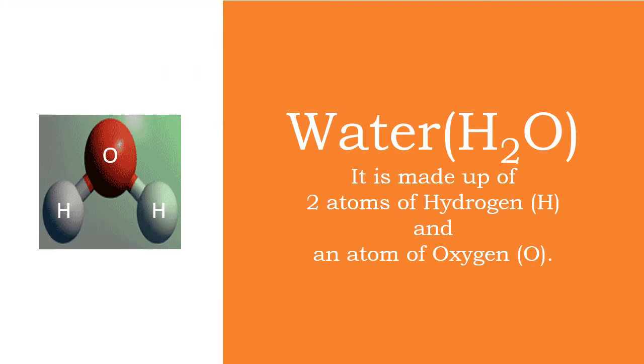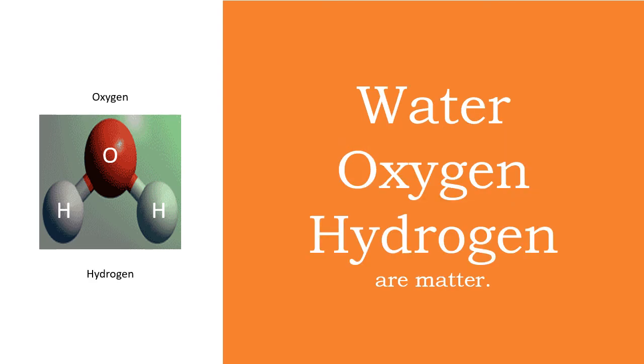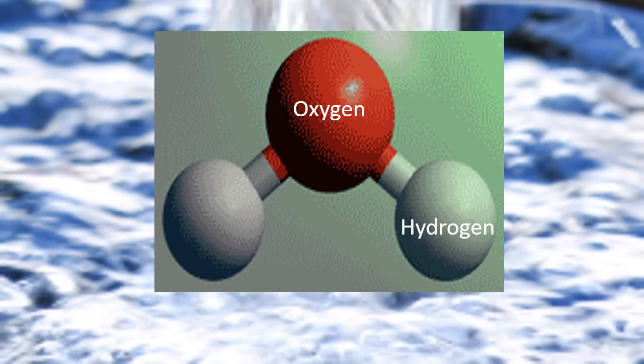Chemists describe water structurally as H2O, as it is made up of two atoms of hydrogen, H, and an atom of oxygen, O. Thus H2O is used as a symbol in expressing water. The substance water is a matter. Hydrogen is a matter and oxygen as well. They are all matter. They have volume and mass. Water is a different substance than hydrogen or oxygen.